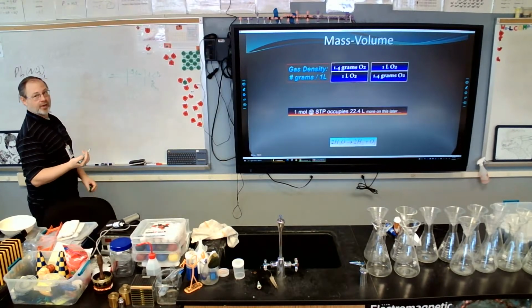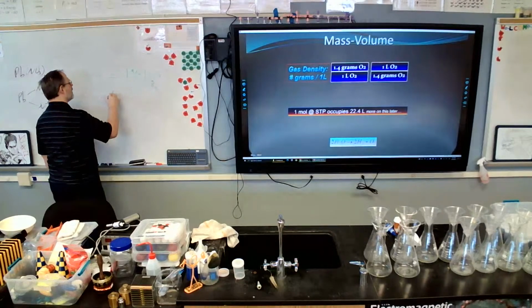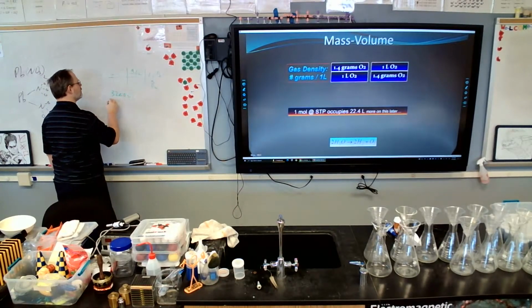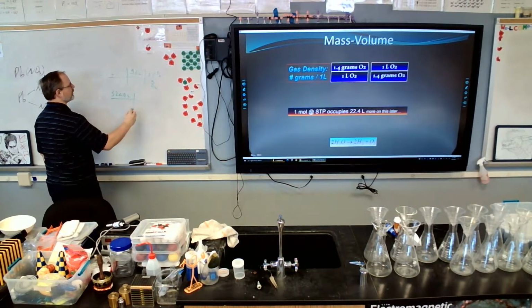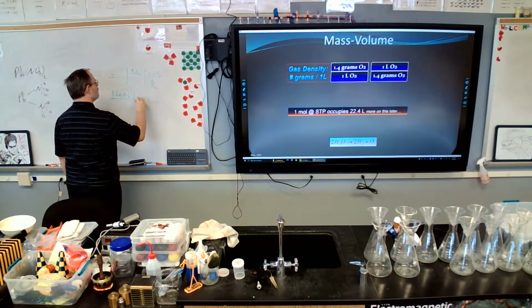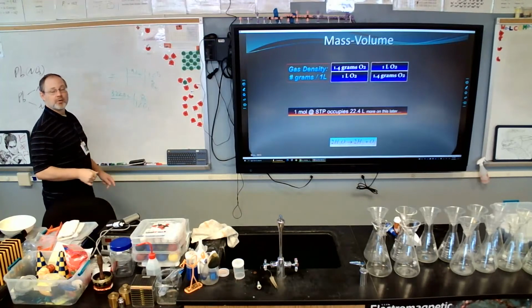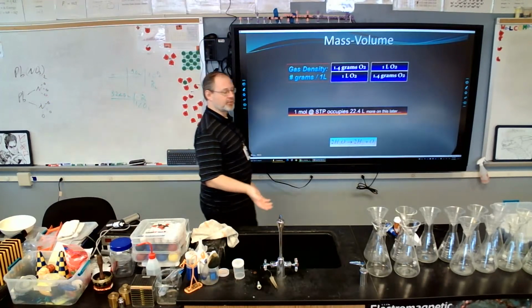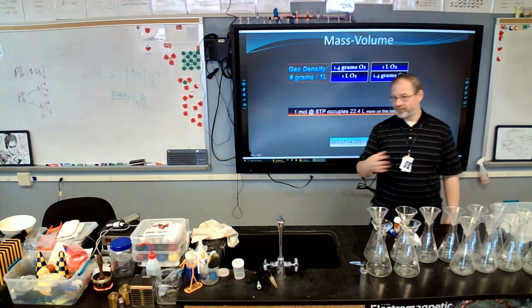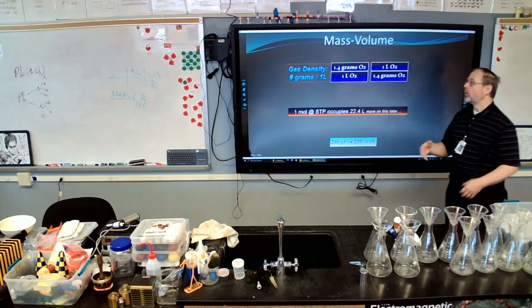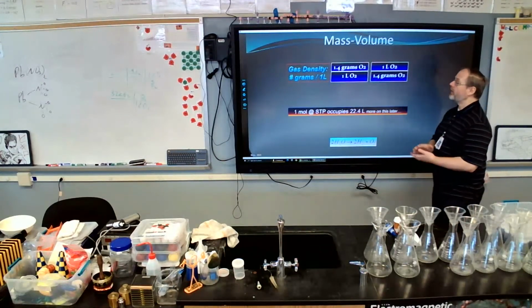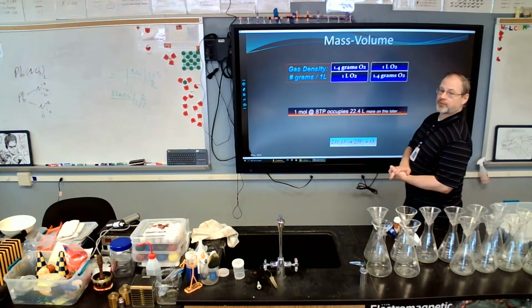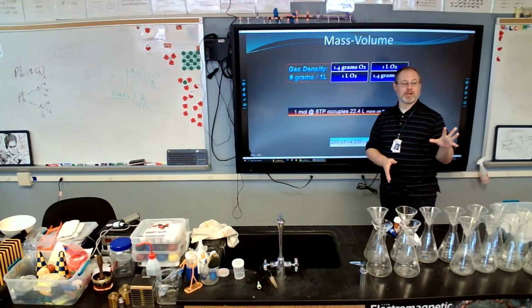Sometimes you start with volume, like you have 32 liters of O2, and that's what you're going to start with. Then you simply say, for every 1 liter of O2, I have so many grams of O2. Okay? So you're just adding one more box to the end or the beginning. That's gas density. So we're going to do one together, just like before, and then the remainder will be for you to practice. Any questions before you begin?